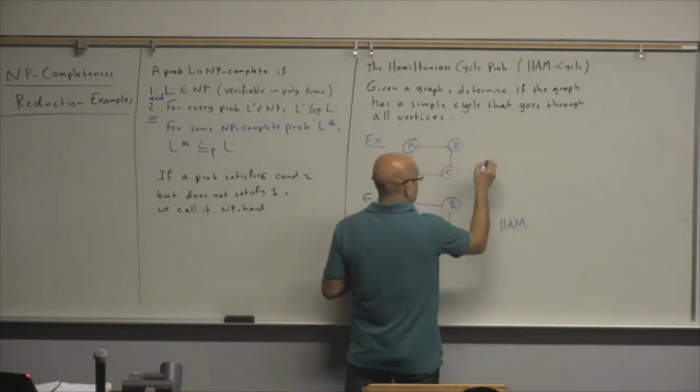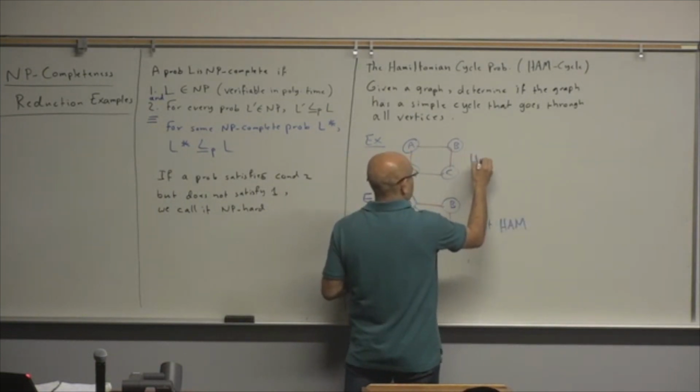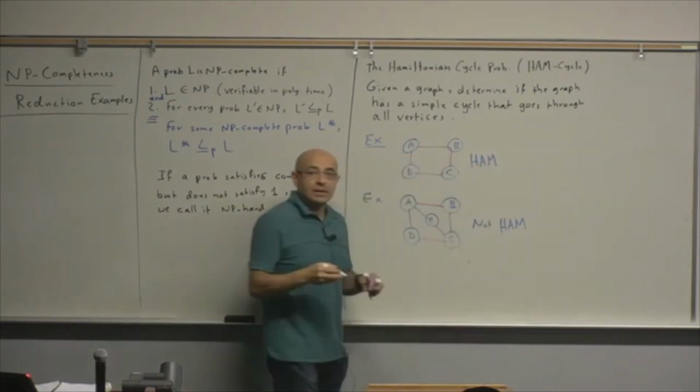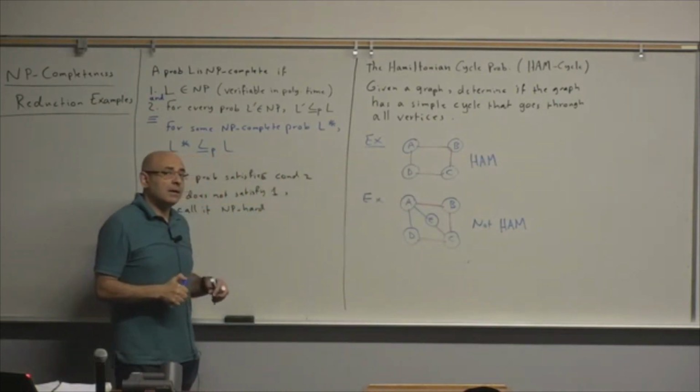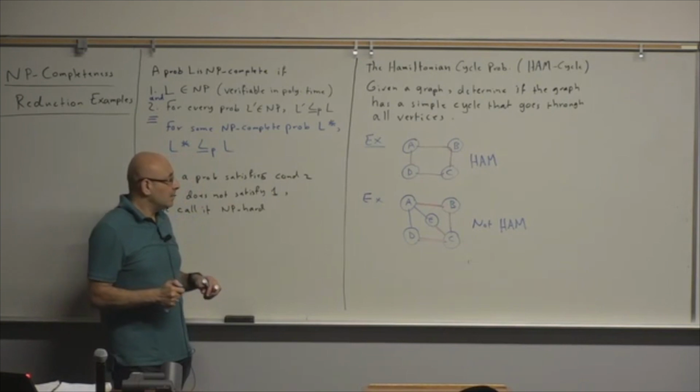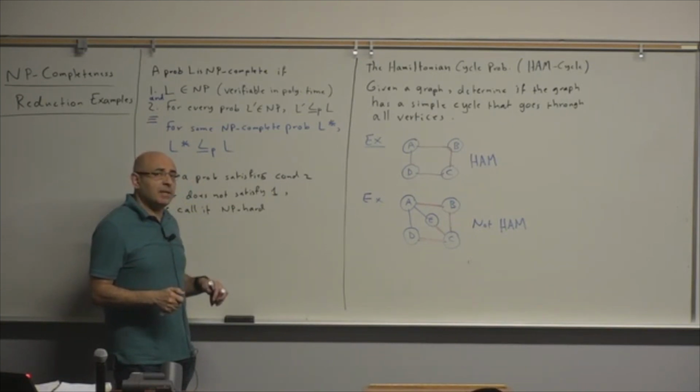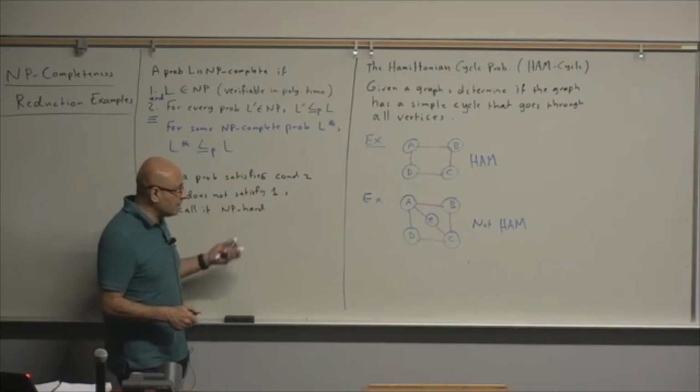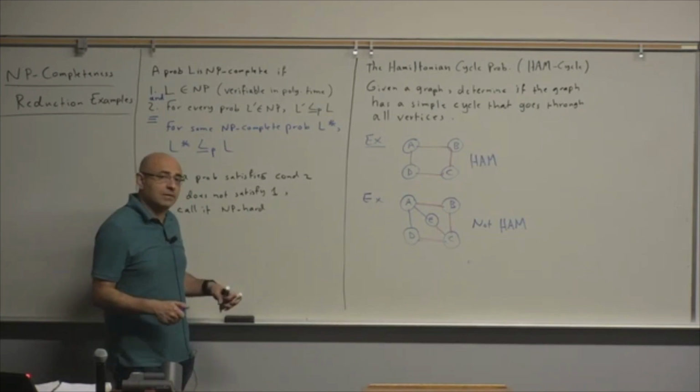And this is Hamiltonian. Are we assuming that the source is at A? It doesn't matter. It's a cycle, so you can start from any vertex you want. Oh yeah, that's right, because it's a cycle, so you can start from any vertex. Can you see a cycle that starts from another vertex?